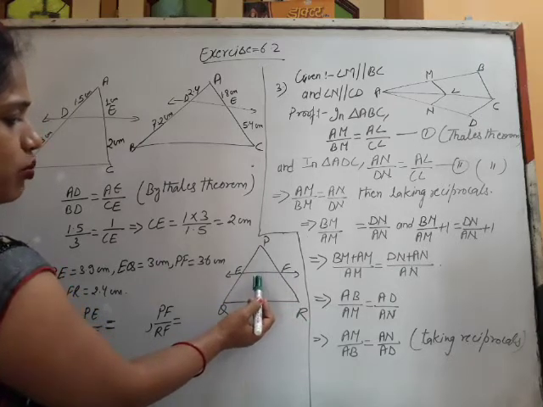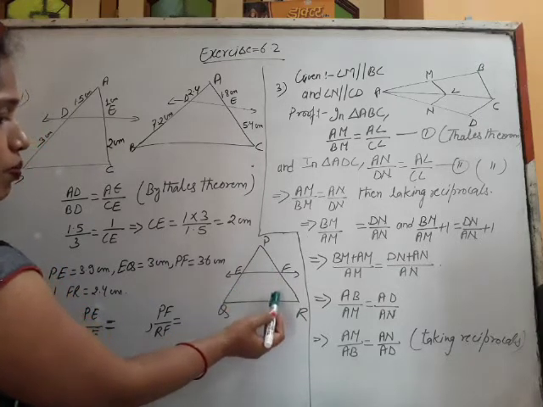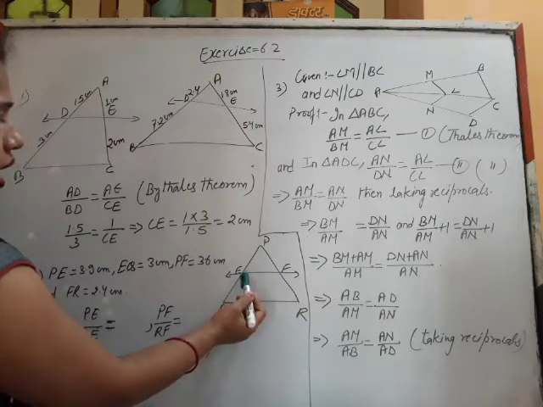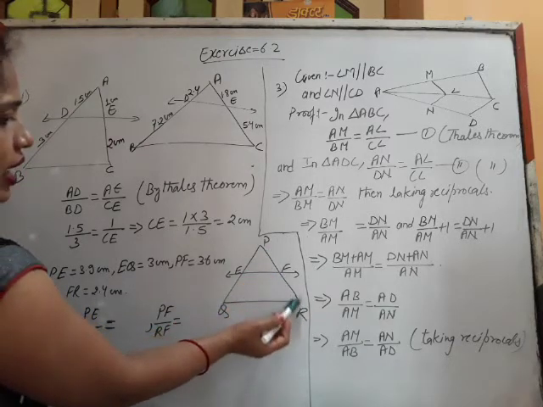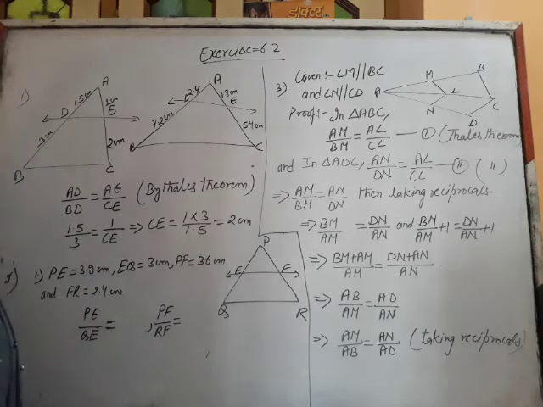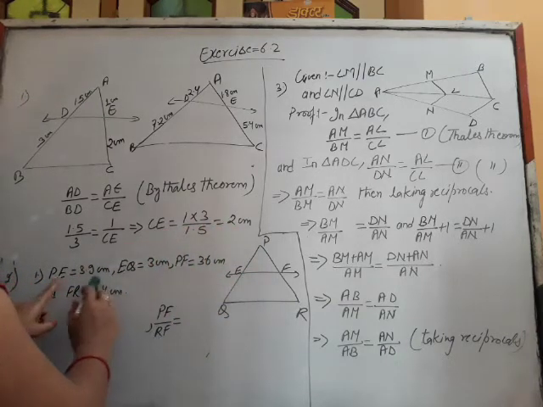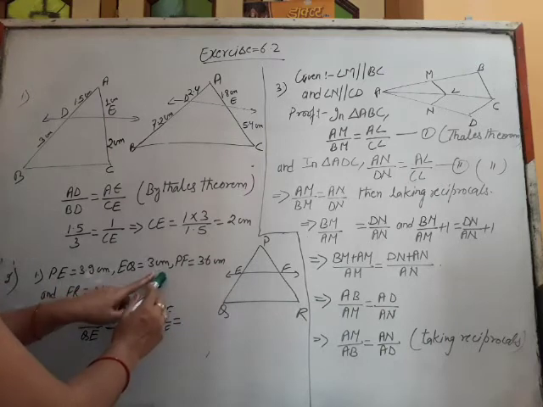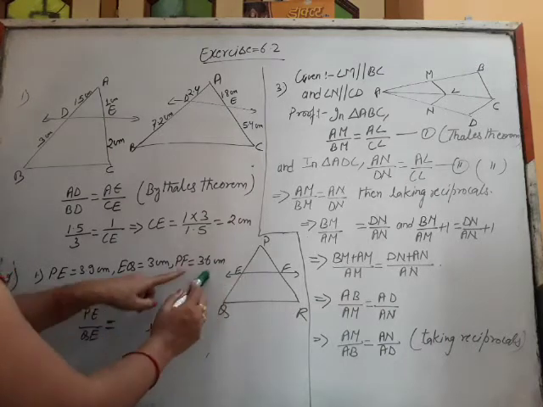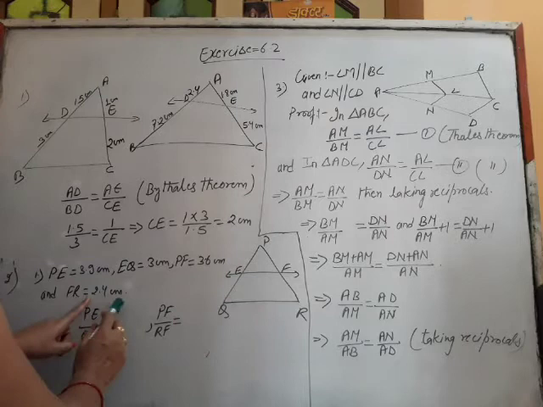E and F are the points on PQ and PR. We have to show whether PE upon EQ and PF upon RF are equal or not. How will you show it? With the lengths of the divided portions. PE is 3.9, EQ is 3 centimeters, PF is 3.6 and RF is 2.4.